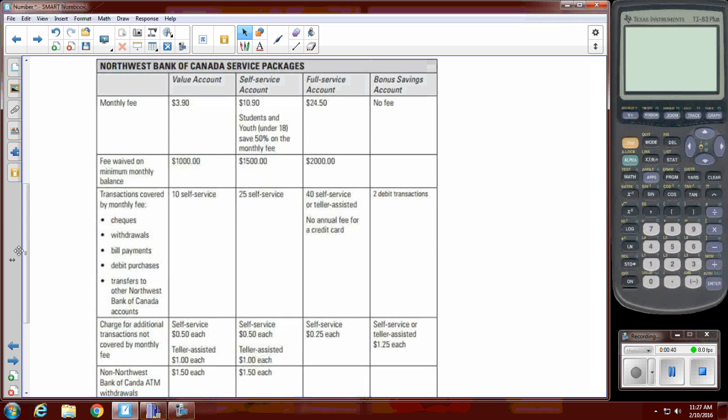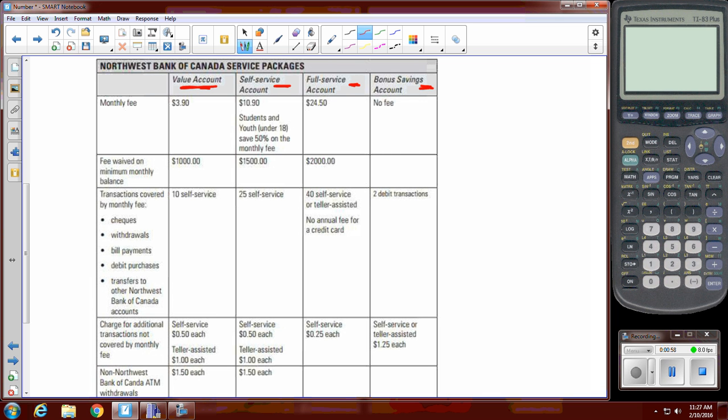of Canada, and they have 4 different accounts that we can talk about: a value account, a self-service account, a full service account, and a bonus savings account. So we're going to go through and just examine what each of these mean and how they actually relate to your banking experience at this bank.